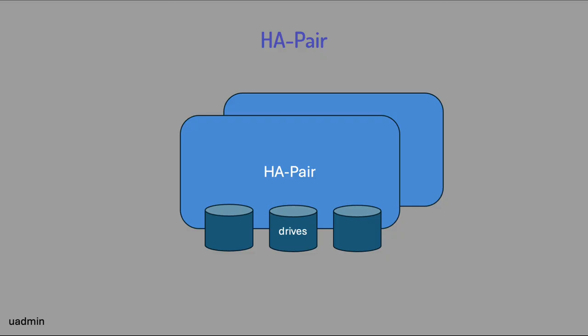When running an HA pair, you do have the advantage of non-disruptive operations. And in the case of a node failure, the other node will take over the storage of the node that has failed, and allow clients to keep on accessing the data using the available protocols.